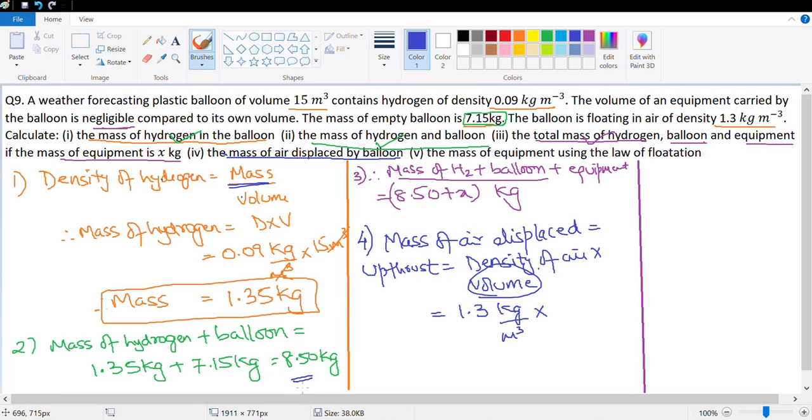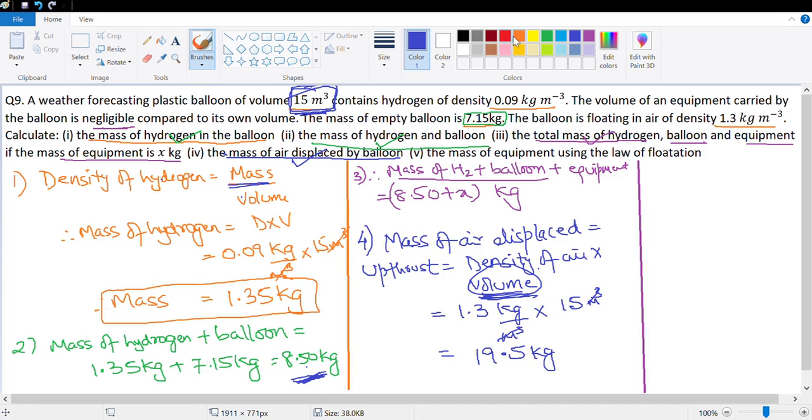Not 15, 8.5. Sorry, not 15, 8.5. Why 8.5? We need to calculate volume. Why am I looking at mass? The volume is 15 meter cube. Right? So that's 1.3 into 15 meter cube. I got confused, this is not volume, this is the mass. So the volume is 15 meter cube, which means 1.3 into 15. That's 150 and 45. That means 195. How many decimals? 1. That's 19.5 kg. So mass of air displaced is density into volume. Density of air is 1.3, and the volume which is being displaced is equal to the volume of the balloon, which is 15 meter cube.